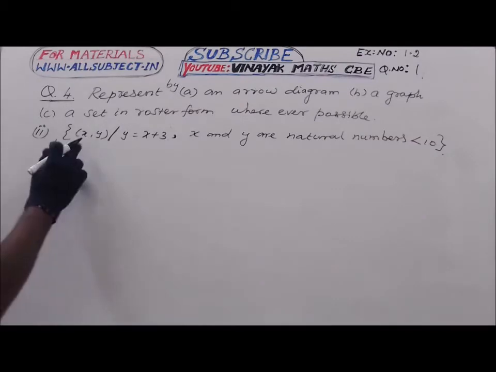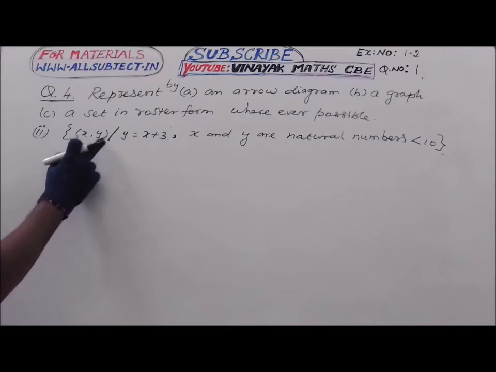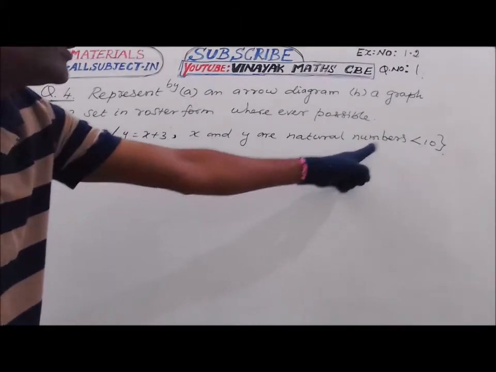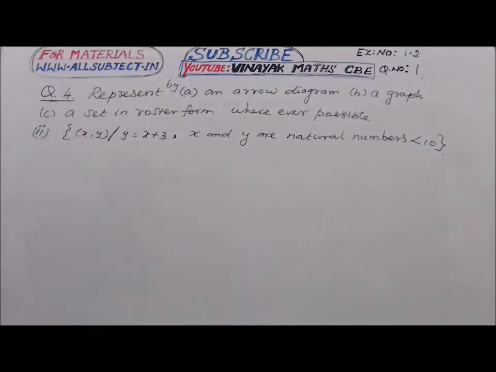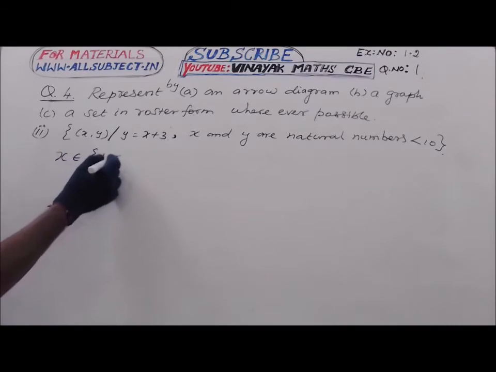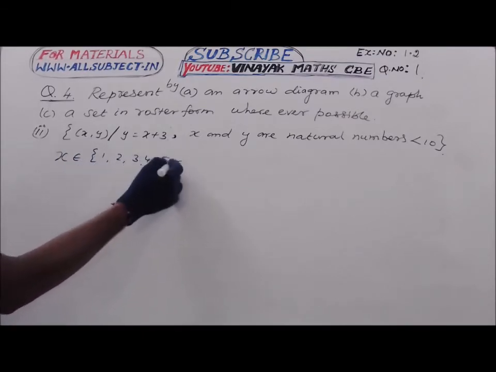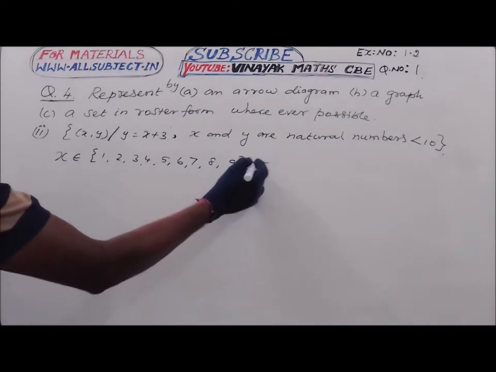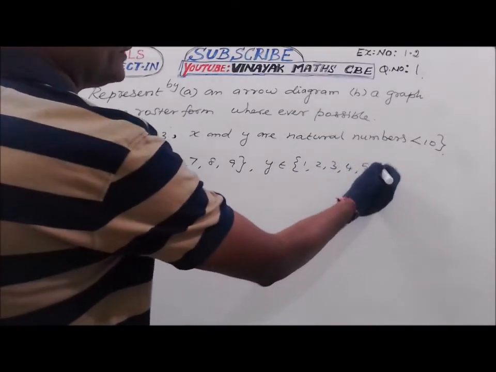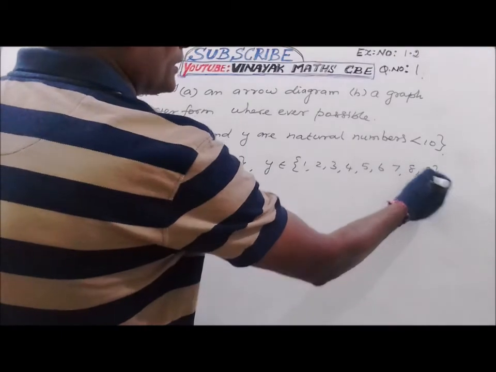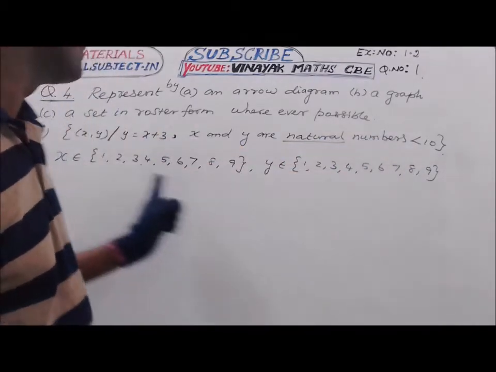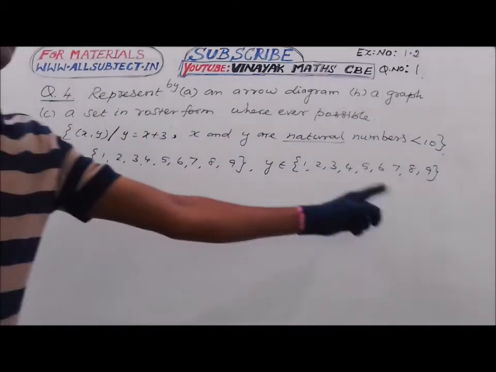Subdivision number 2, x, y such that y follows x plus 3, where x and y are natural numbers less than 10. Therefore, x belongs to 1, 2, 3, 4, 5, 6, 7, 8, 9, and y also belongs to 1, 2, 3, 4, 5, 6, 7, 8, 9. They are both sets containing the natural numbers. It starts with 1 and it is less than 10. Both x and y follow 1 to 9 from the natural number set.